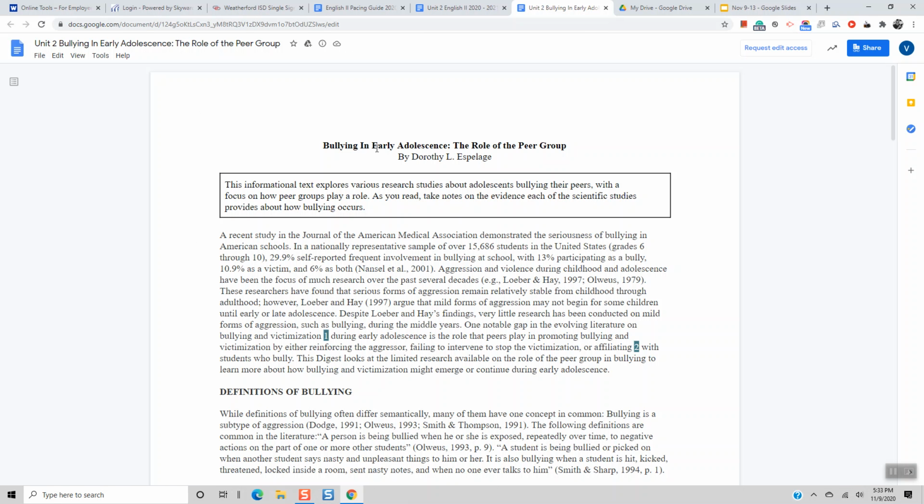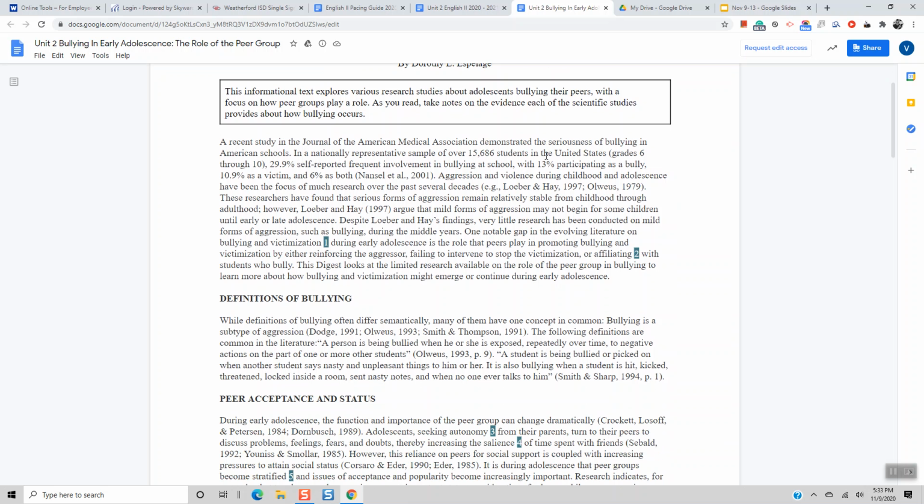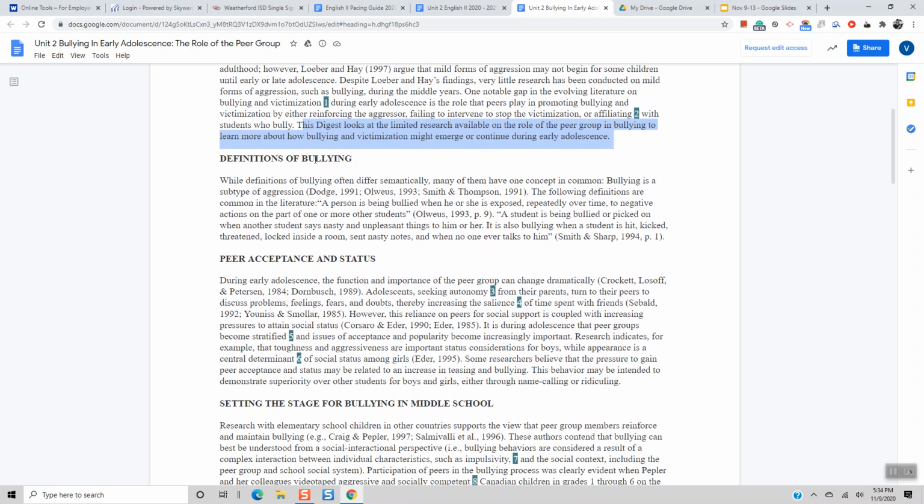So I handed out this to everybody, bullying in early adolescence, the role of the peer group. So this is an informational text. And what I basically did was I looked for the thesis statement. So here's the thesis statement right here. Okay. This digest looks at limited research available on the role of the peer group in bullying to learn more about how bullying and victimization might emerge and continue during early adolescence. So then the very next thing that they did is they decided, well, let's define what bullying is. And then they give this.